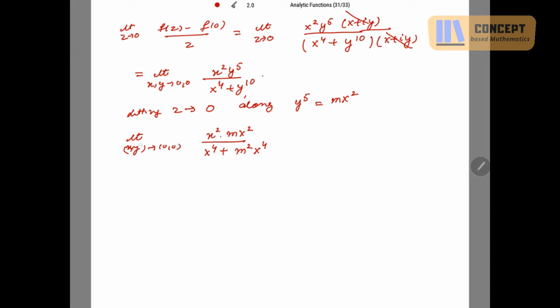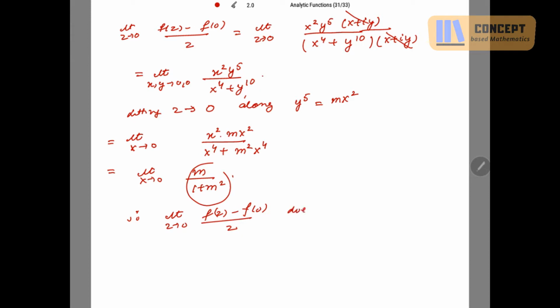ठीक है. अब यहाँ पर लिमिट आपको खाली x टेंड्स टू 0 लेनी है, क्योंकि हमारा एक्सप्रेशन सारा x में आ गया. So this is equal to limit x tends to 0, common लेंगे, this is m over 1 plus m squared, okay, which will be different for different values of m. This limit is different for different values of m. Hence, since therefore limit z tends to 0, f(z) minus f(0) over z does not exist.